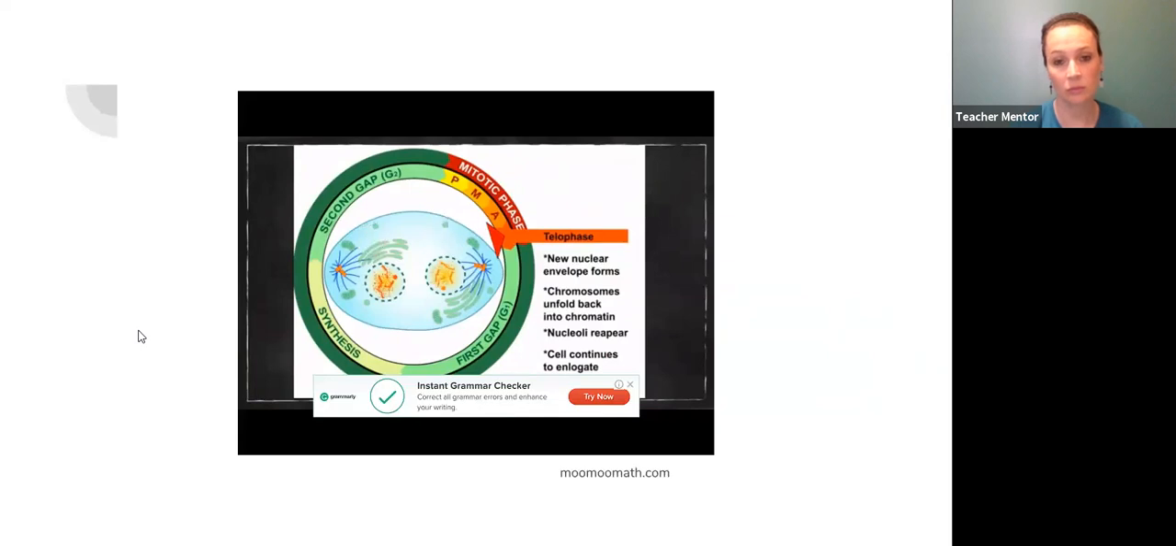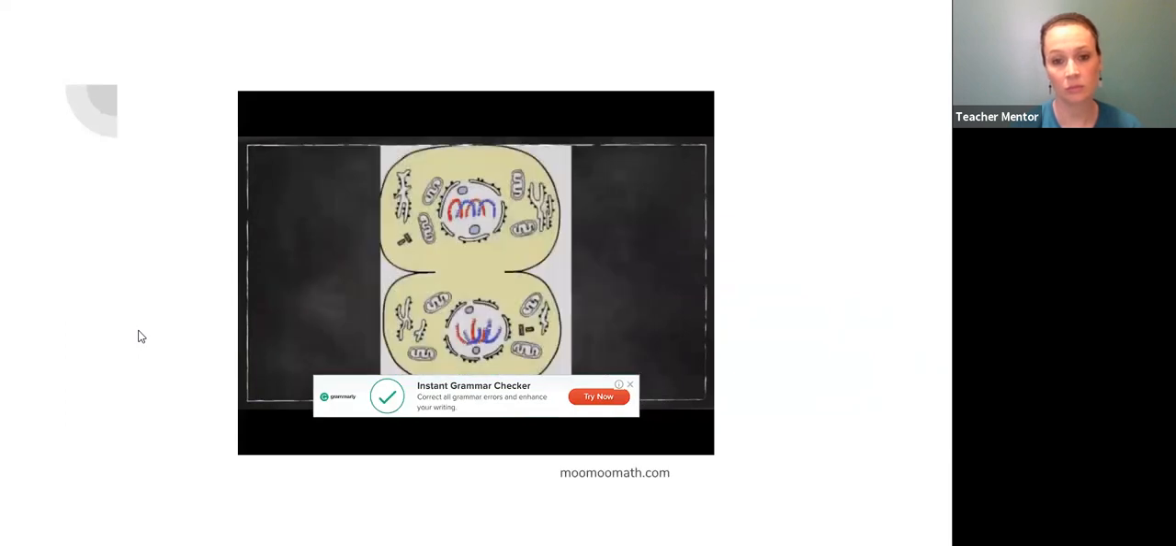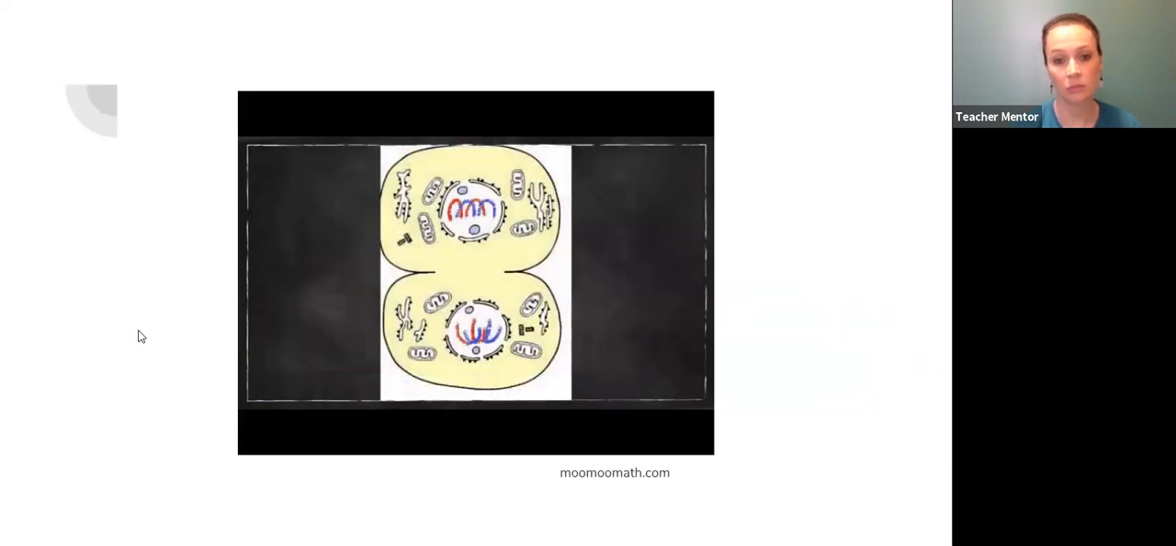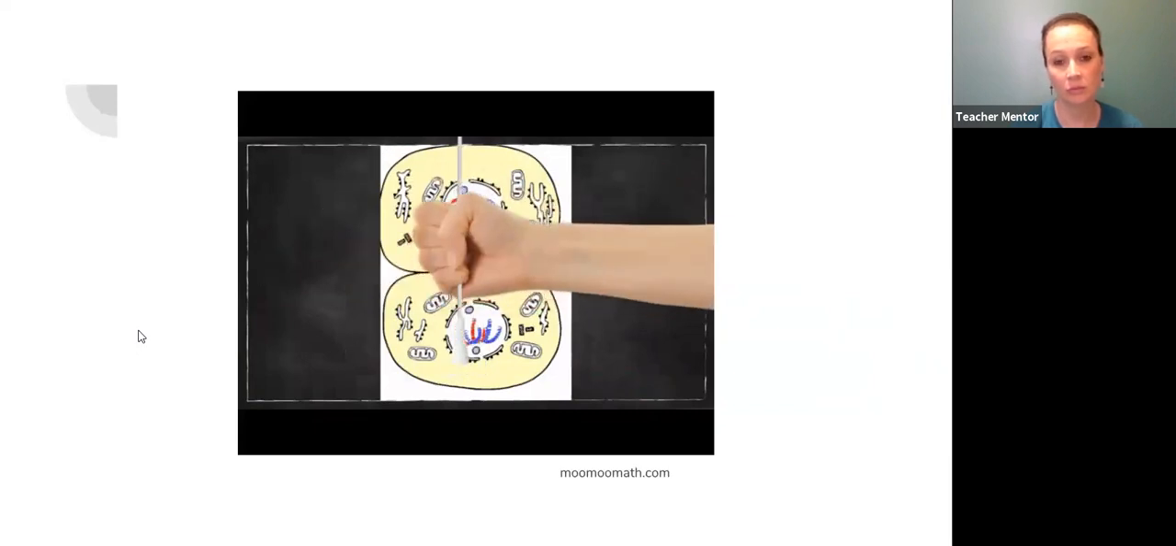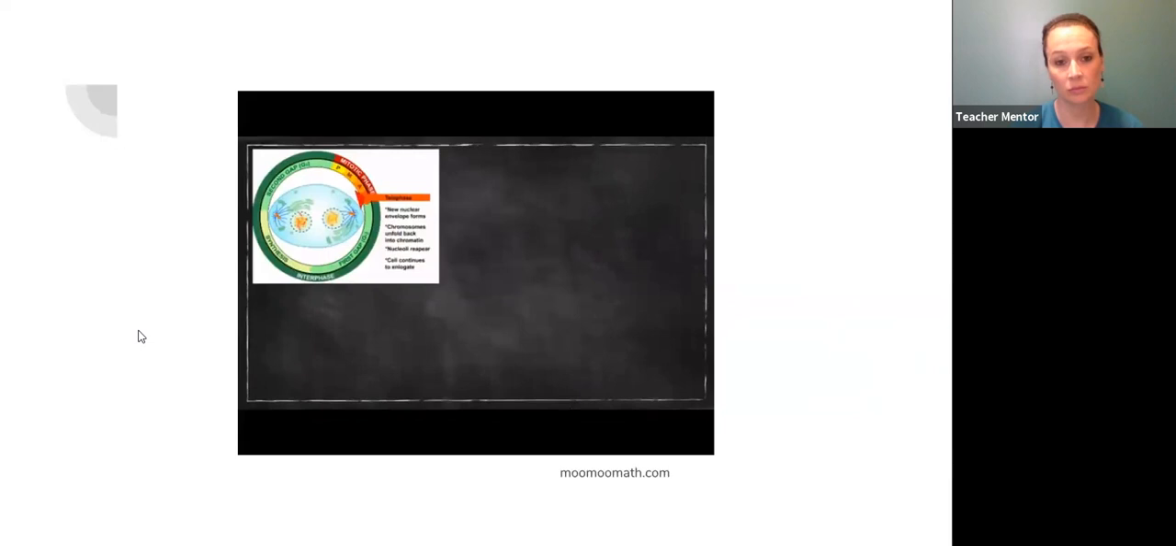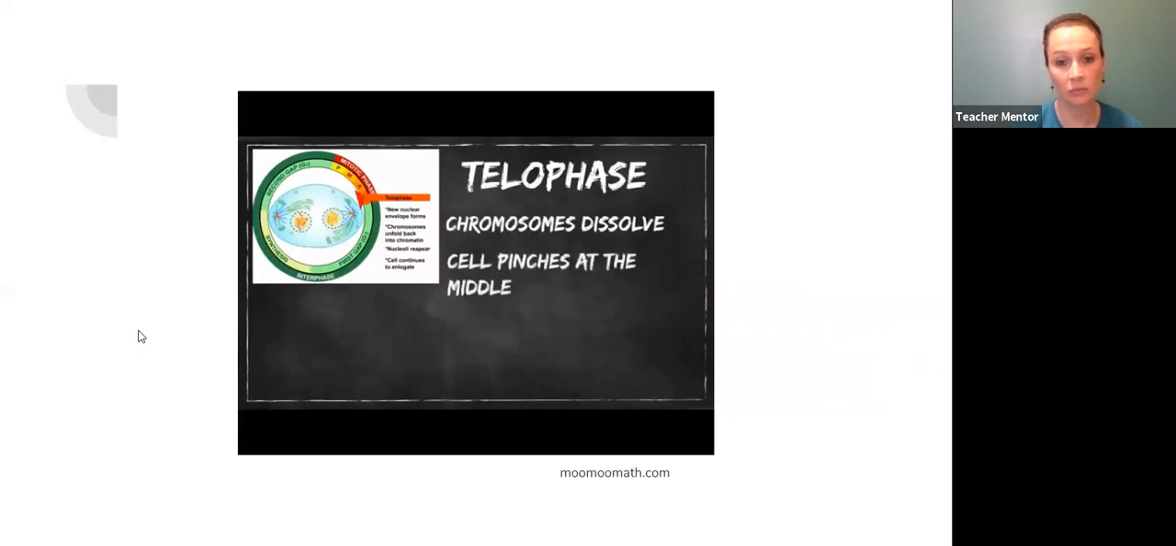Next, if you take a look at the shape of the cell during telophase, you will notice that the cell is beginning to elongate and that it is pinching in the middle. This is because two new cells are forming, and this will be completed during cytokinesis. So as a recap, during telophase, chromosomes dissolve, the cell begins to pinch in at the middle, and the nuclear membranes begin to appear.